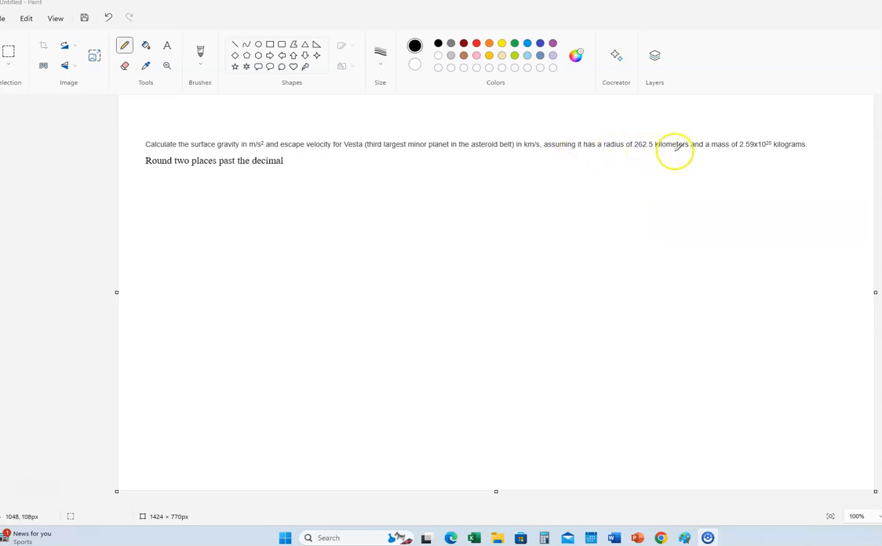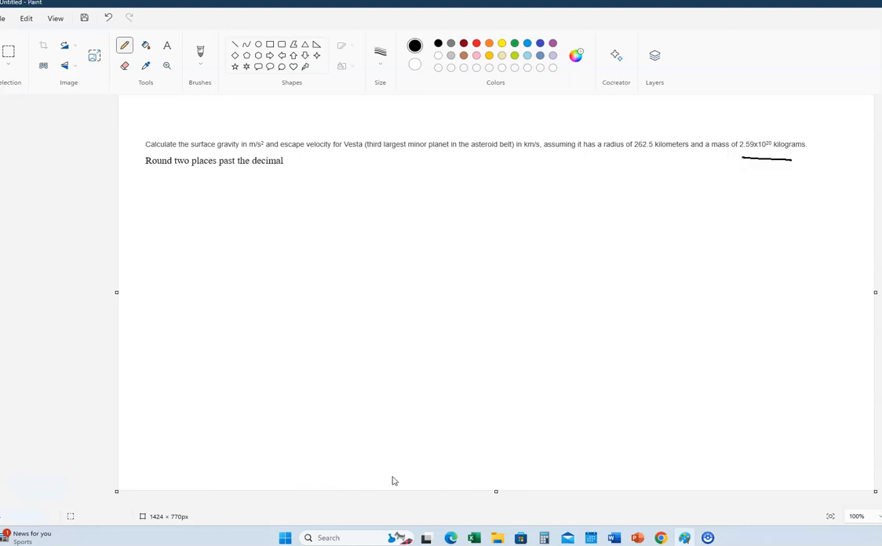All right. Assume that it has a radius of 262.5 kilometers and a mass of 2.59 times 10 to the 20th kilograms. So for both of these, the mass is already in the proper unit. So we're good to go with the mass, right? They're already in the proper units. For the surface gravity, the radius has to be in meters. Actually, for both of them, the radius has to be in meters.